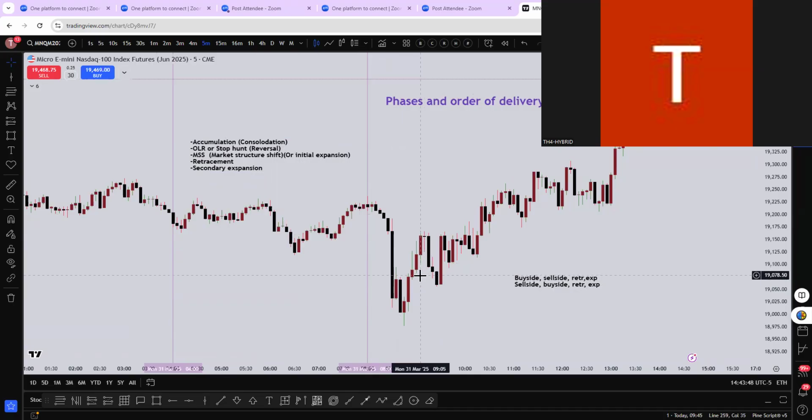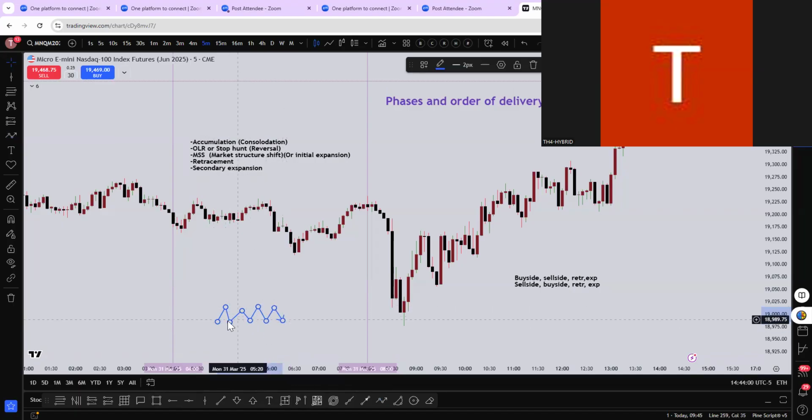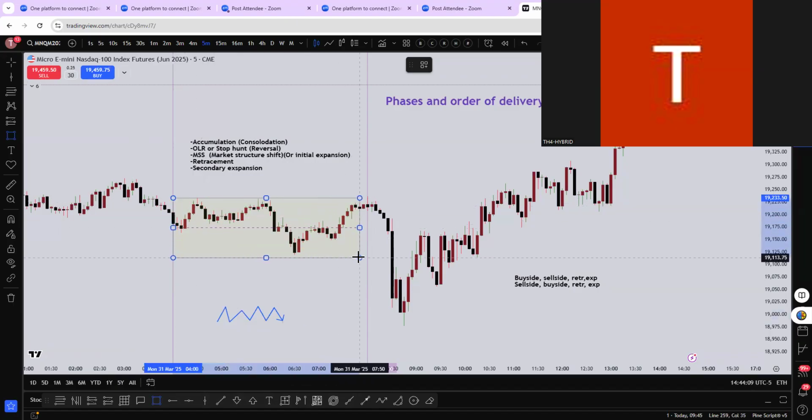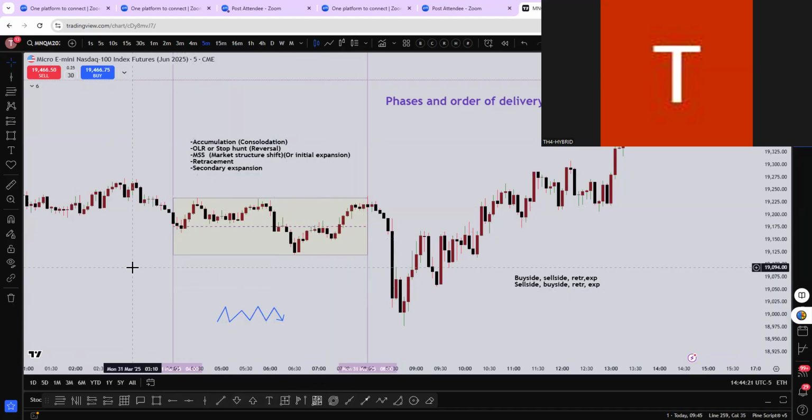So, an accumulation can look a few different ways. What we are probably most familiar with is candlesticks moving up and down like this, being in a tight range. That is a form of an accumulation. So this range before 8 a.m. can be considered an accumulation. So accumulations are all timed ranges. They begin and they end just like everything else in the market. Every expansion's timed, reversal, all that stuff. So accumulation 1 is here.